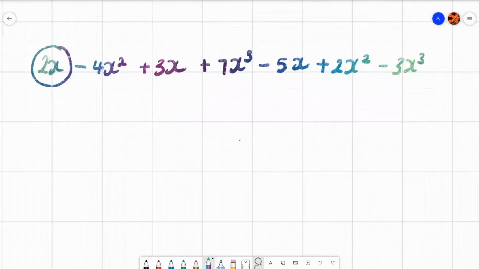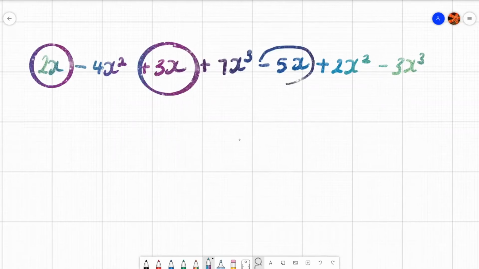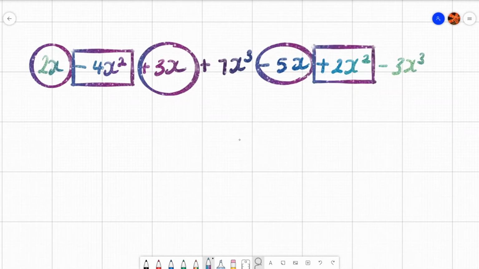So we've got 2x plus 3x minus 5x. Remember to circle the sign in front because it tells you what you're doing. So 2x plus 3x is 5x. Oh, 5x take away 5x is no x's. I've got minus 4x squared. Oh, and just a plus 2x squared, which is minus 2x squared.